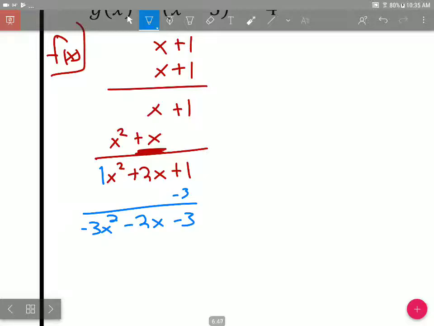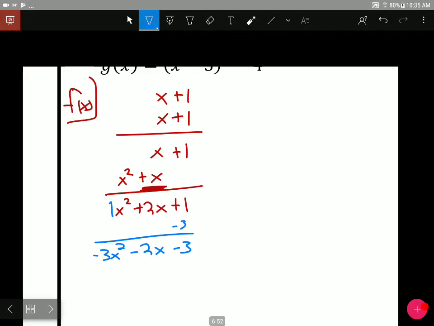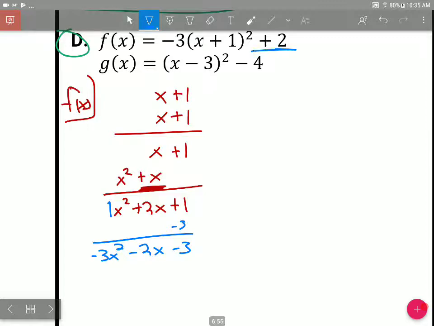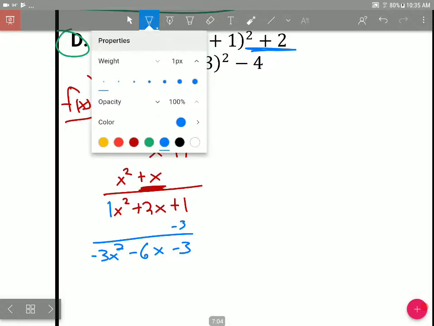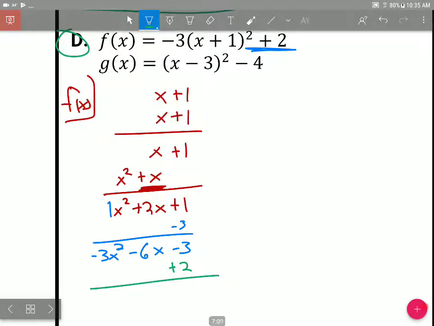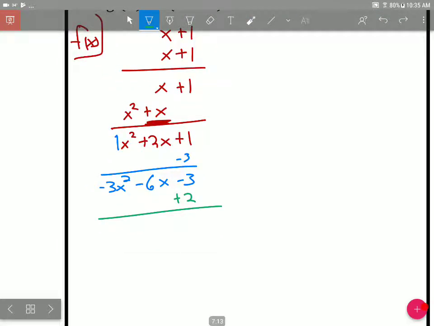All right, so we took care of the squared. We took care of the times negative 3. What's the last thing you got to do? You got to add the 2. Oh, you're right. That's supposed to be a 6 right there. Thank you. So we'll add the 2. Do I add it to all of them or just the negative 3 over here? Just the negative 3. It's just combined terms. So my f of x, all multiplied out, is negative 3x squared minus 6x minus 1. That's your f.